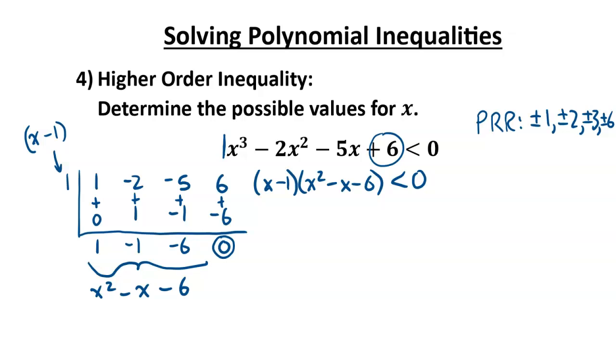Now we can also factor the quadratic part of that: two numbers that add to negative 1 and multiply to negative 6. Those two numbers are negative 3 and 2. And so what I can do is finally write this out as x minus 1 times x minus 3 times x plus 2.